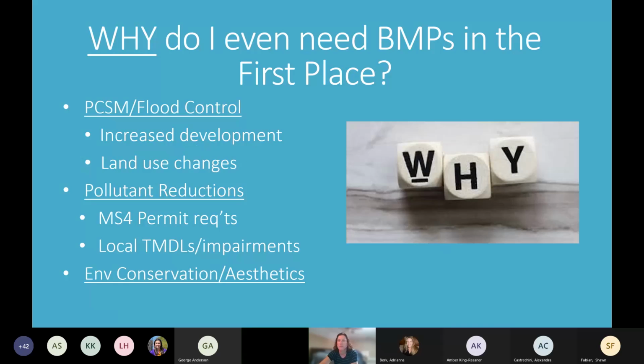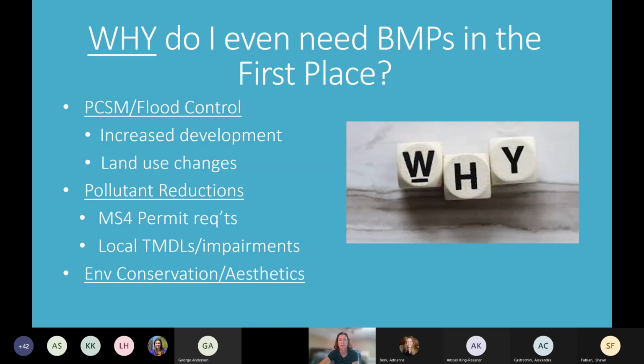So one of the things, why do people even need BMPs in the first place? I think, in Pennsylvania, there's post-construction stormwater management. When you do new development or redevelopment and you have a land use change or you increase impervious surface, a lot of times BMPs are put in place to make sure that you're not having increased runoff.